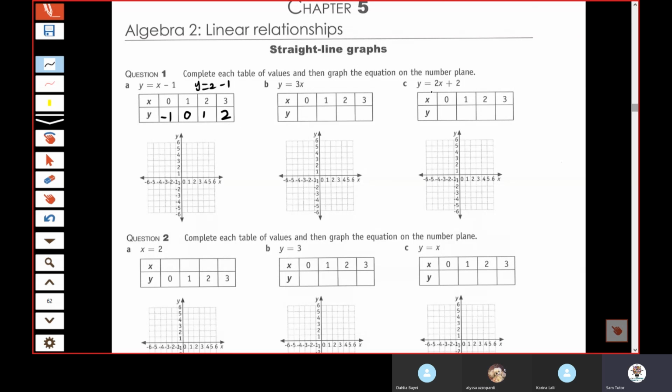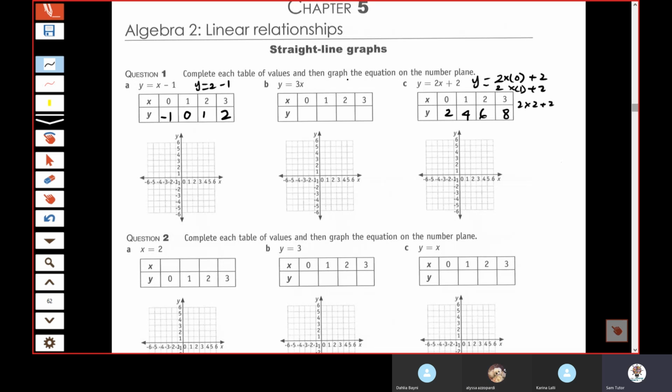We'll do C. So when x equals 0, you're going to sub in 0 into here. So it will look like this. Y is equal to 2 times 0 plus 2, which is obviously 2. The next one becomes 2 times 1 plus 2. 2 times 1 is 2. 2 plus 2 is 4. Next one will be 2 times 2 plus 2, which is obviously 4 plus 2 is 6. Last one's going to be 8. Any questions up to that stage? No. Fairly easy, completing the table of values.